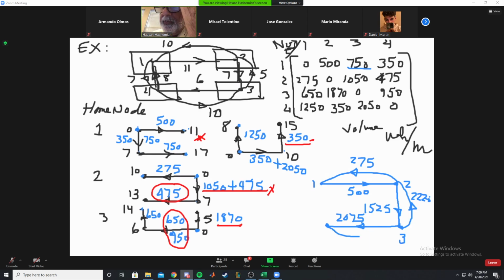Now from 4 to 3, the opposite direction, 4 to 3. So there is 750 here, and this amount here. So 2050 and 350 is 2400. And 750, it gives you 3150.